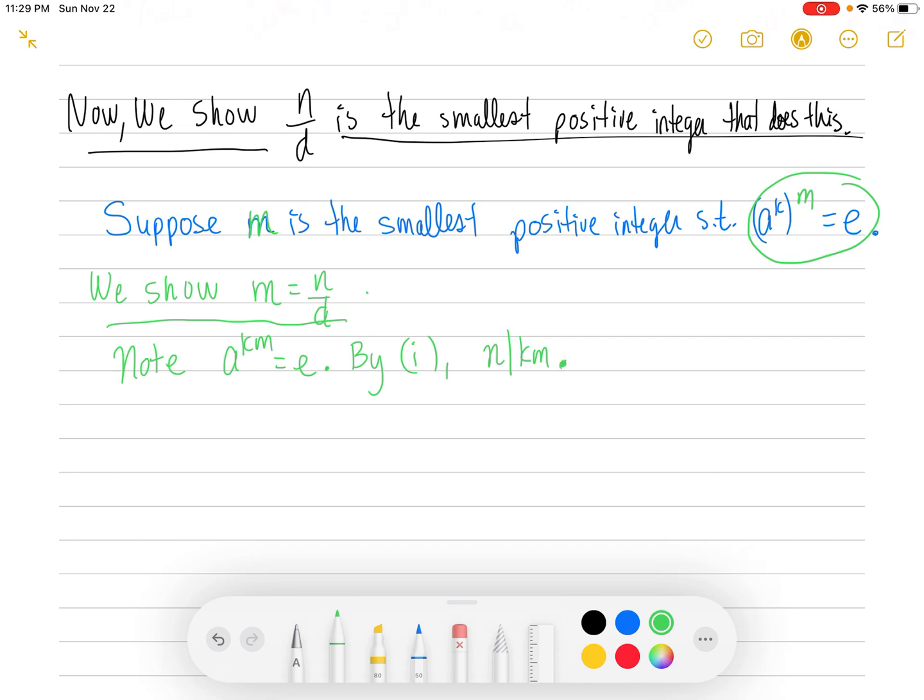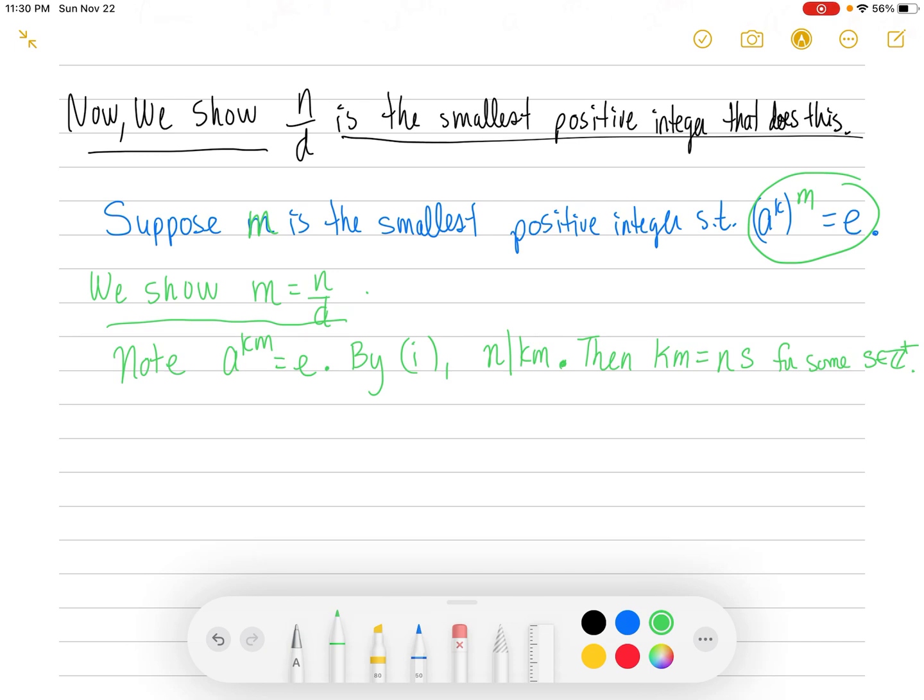Okay, so what does that mean? That means, unravel the definition of divisibility, that km equals n times some integer, let's say s, for some integer s. And these are all positive integers, so s is going to be a positive integer.